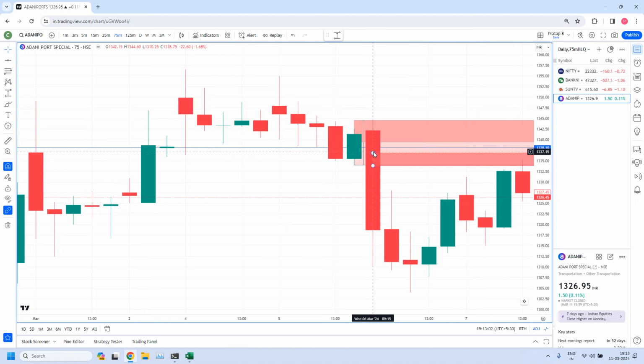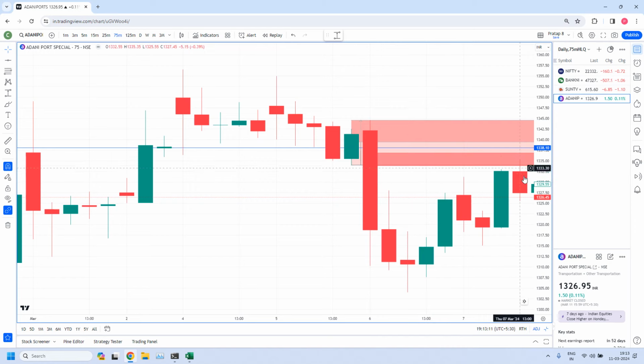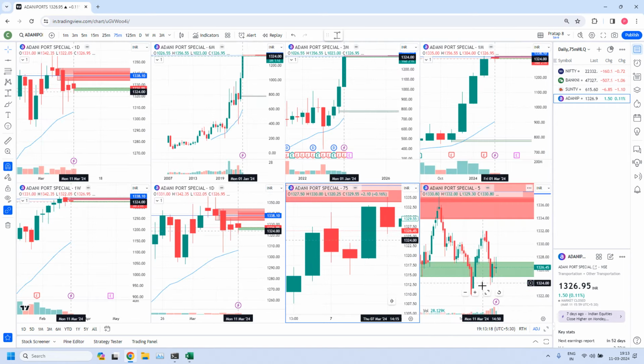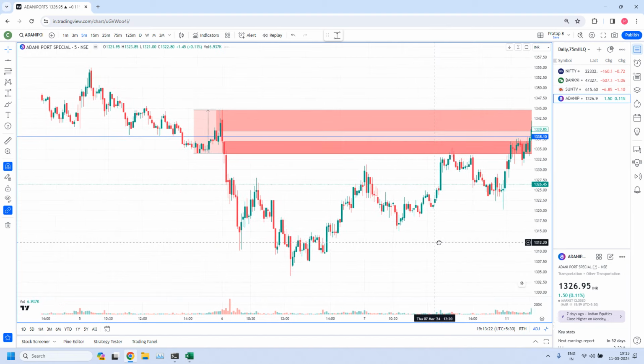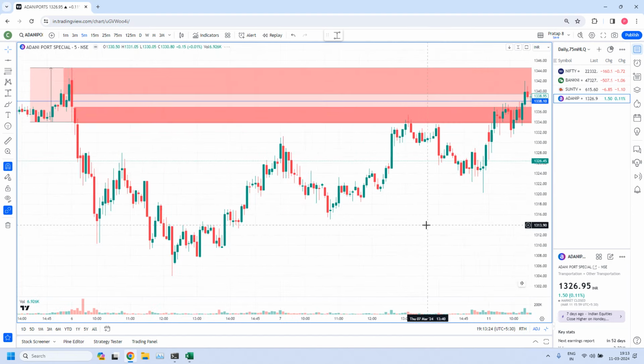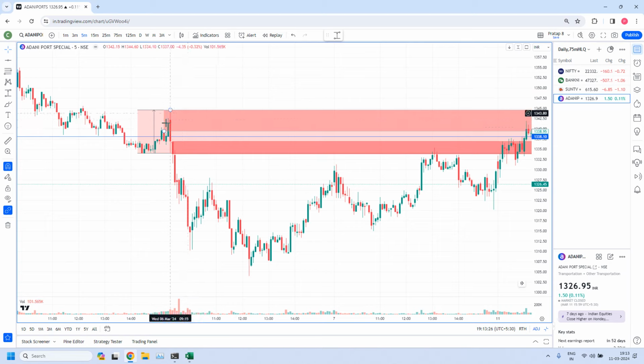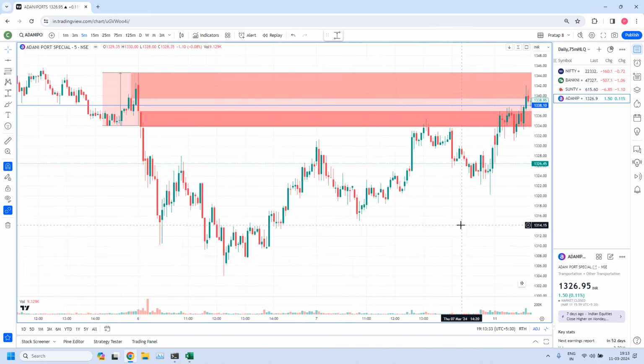What about this zone? This zone is already tested, and moreover, this was an aggressive trade. We had a price action glow, and based on that we took the trade. Definitely, this zone will be violated today. Let us look into today's 5-minute time frame. First, let me show you what happened today. After that, we will look into this zone in 15 minutes.